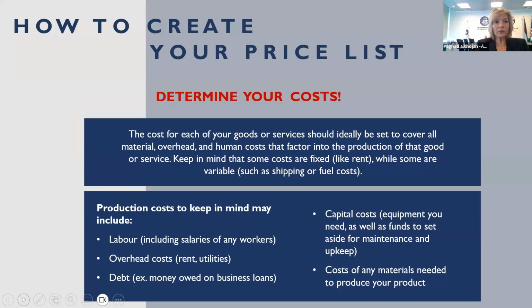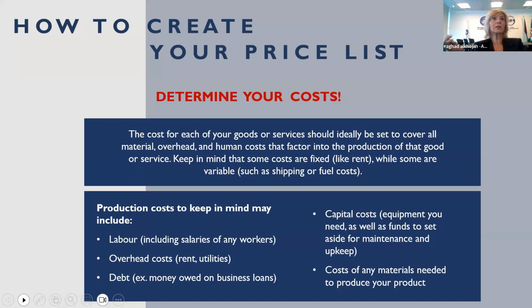The overhead costs, which include rent, utilities, electricity, water, internet, whatnot, debts, any money owed on business loans, capital costs, equipment you may need to carry out these orders, as well as funds to set aside for maintenance and upkeep of machinery, any people you need to bring in for new equipment, any consultants. This should all be considered part of the capital costs when you are determining your costs. And this and the debts you would have to divide by different orders or different clients that you will be working with. Of course, costs of any materials needed to produce your products for that client or for that order.